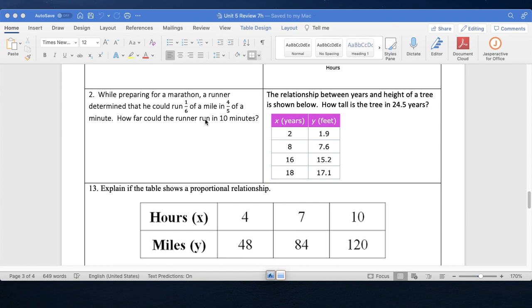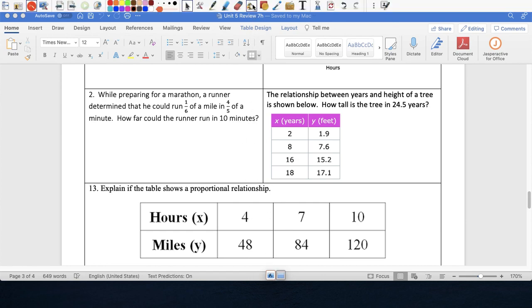How far could the runner run in 10 minutes? Okay, so let's see, he can run 1/6 of a mile in 4/5 of a minute. Do you want to find the unit rate? You can. You don't want to find the unit rate? Well, you know what? I'm going to do it by finding the unit rate. So let me find out how much he runs in 1 minute. You didn't have to find the unit rate. You could have just gone straight.